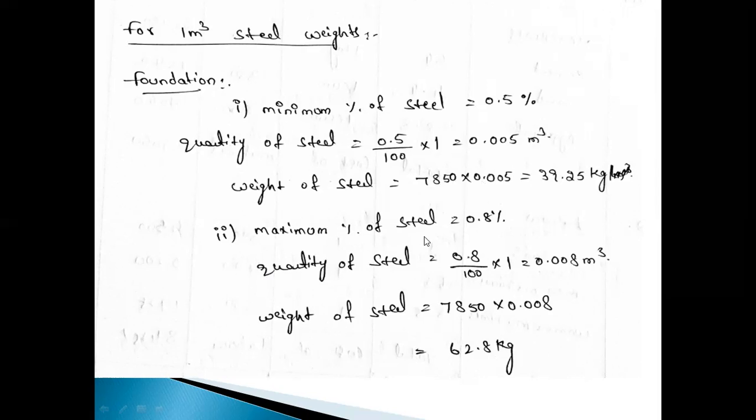Next one, maximum percentage steel 0.8 percentage. Quantity of the steel equal to 0.8 divided by 100 into 1 equal to 0.008 cubic meters. Next one, weight of the steel equal to unit weight of the steel into 0.008, 7,850 into 0.008 equal to 62.8 kgs. So here foundation in minimum steel for 1 cubic meter used 39.25 kgs and maximum steel is 62.8 kgs for 1 cubic meter.